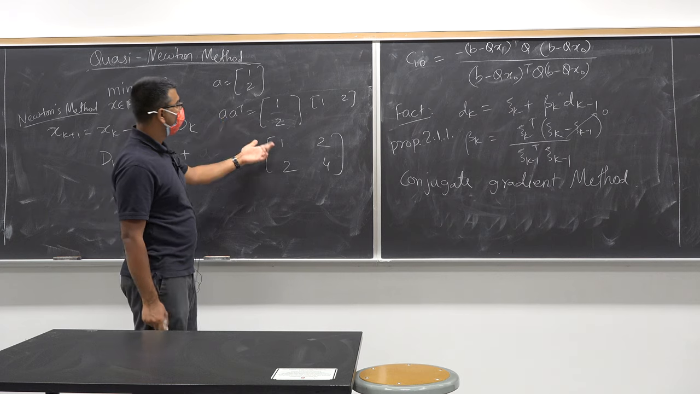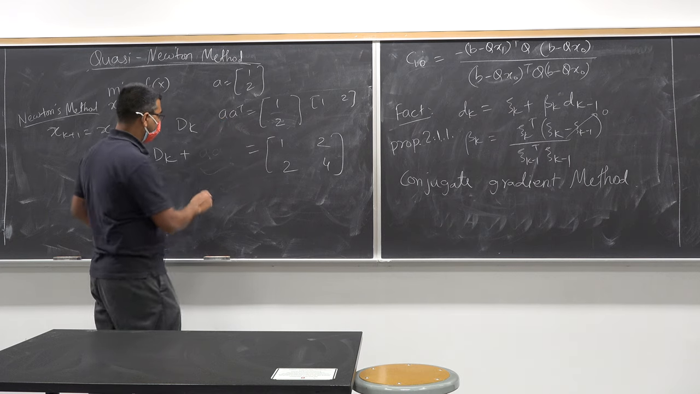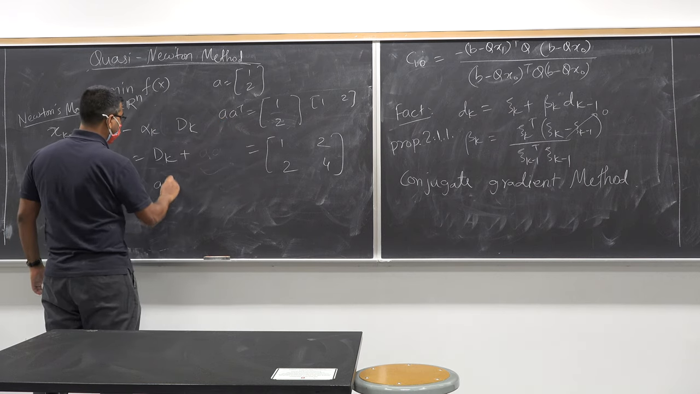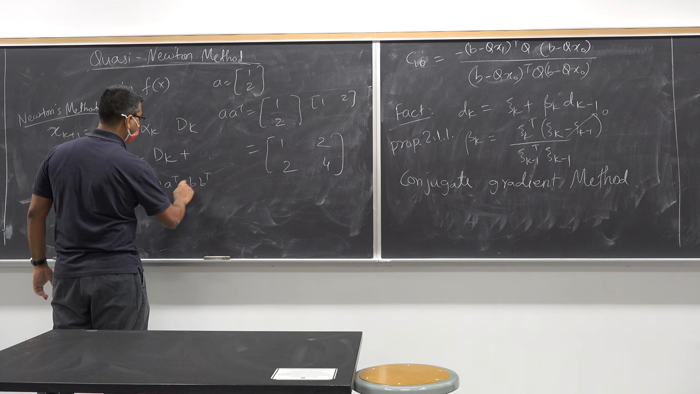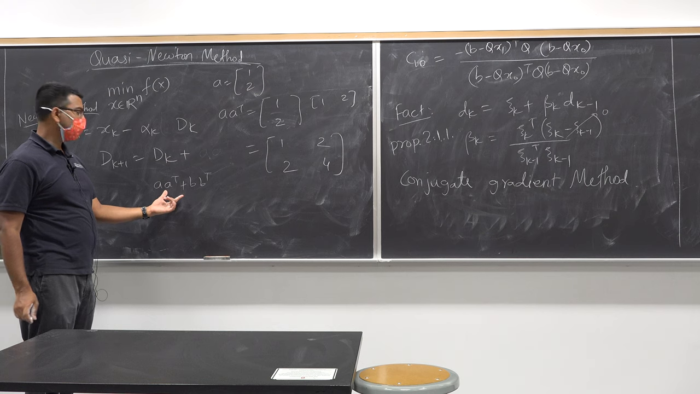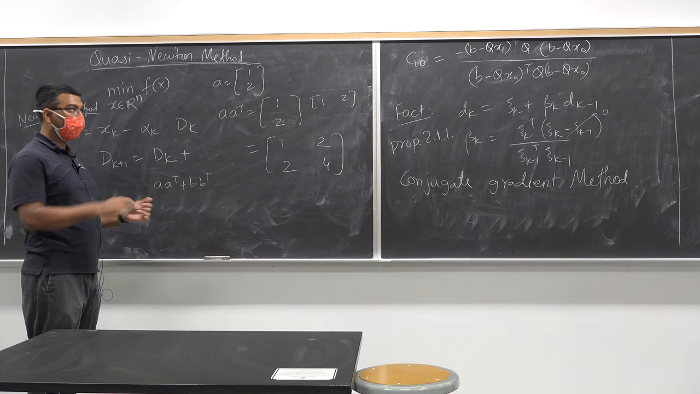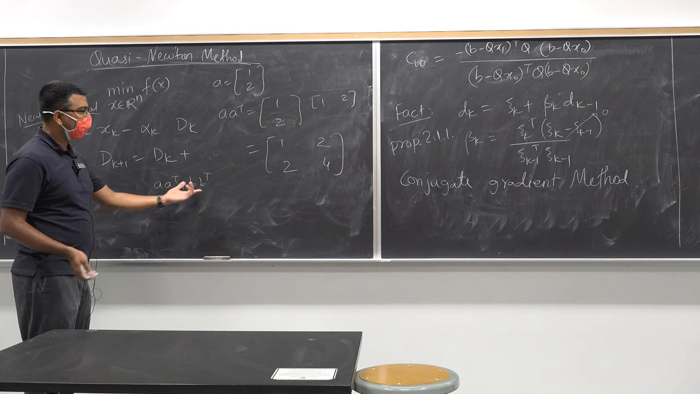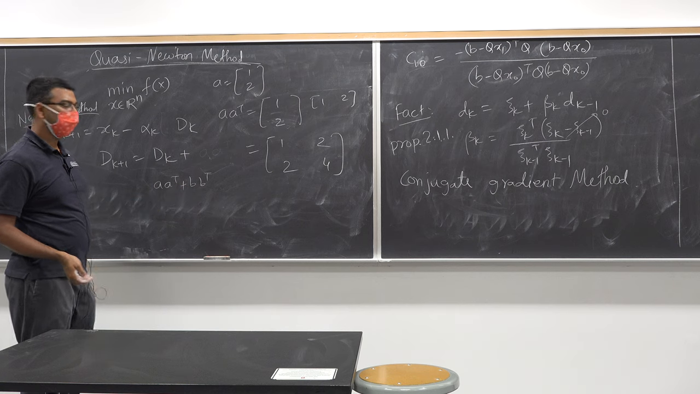And when you have two such matrices, a a transpose and b b transpose, you add them, and a and b are linearly independent, then it's a rank 2 matrix.